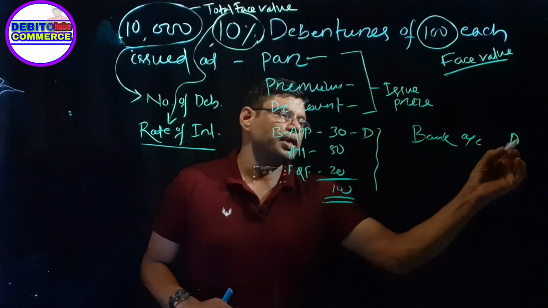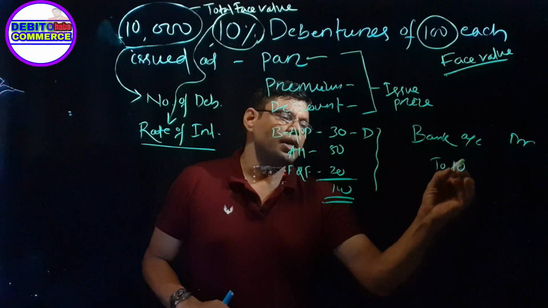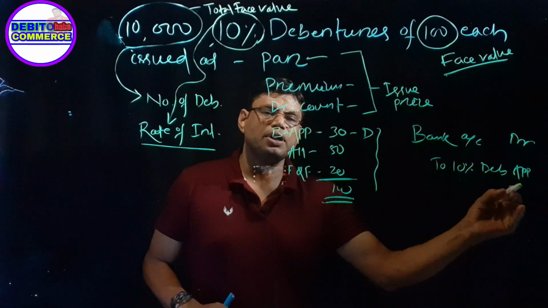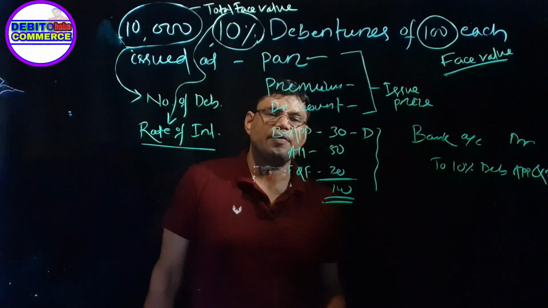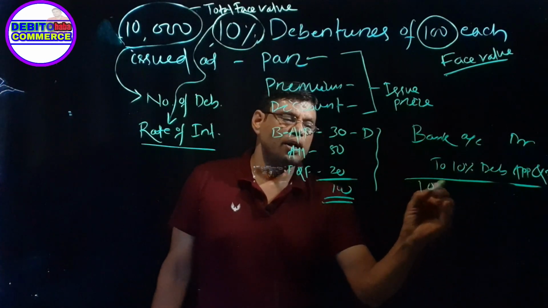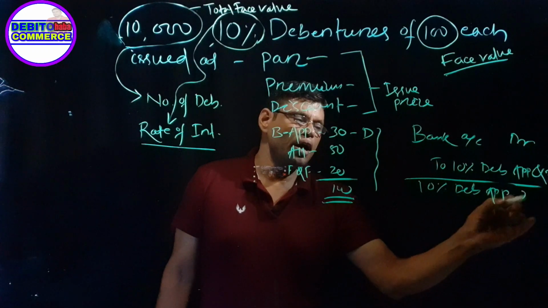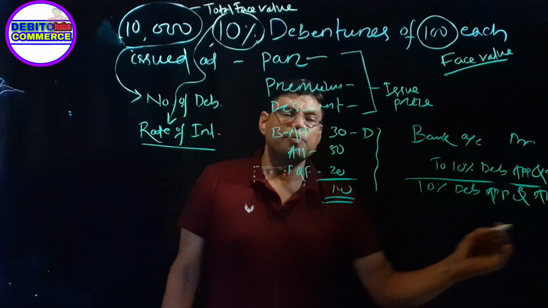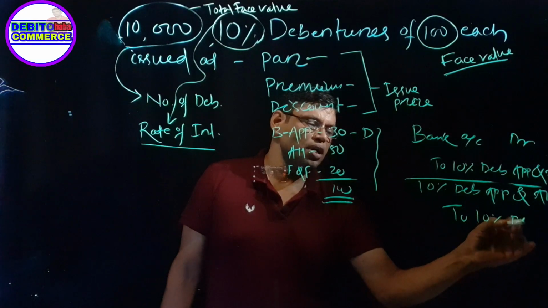Bank account debited to 10% debenture application and allotment account, 10% debenture application allotment, this is the first entry. Next entry you have to make is 10% debenture application and allotment account debited to 10% debentures account.